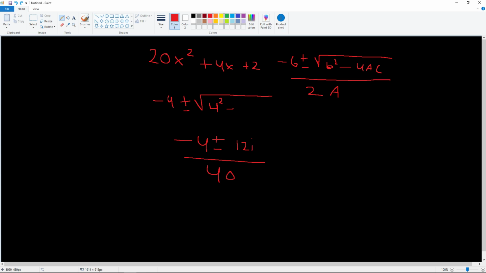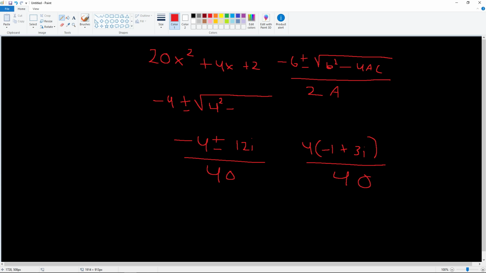Well, we just got to factor this equation. What do these have in common? 4. So we just go ahead and do 4. This will just be negative 1 because negative 4. And then this will be plus because we're solving for plus right now. And then we'll do 12, 4 times 3 is 12. So this is 3i. And this is all over 40.